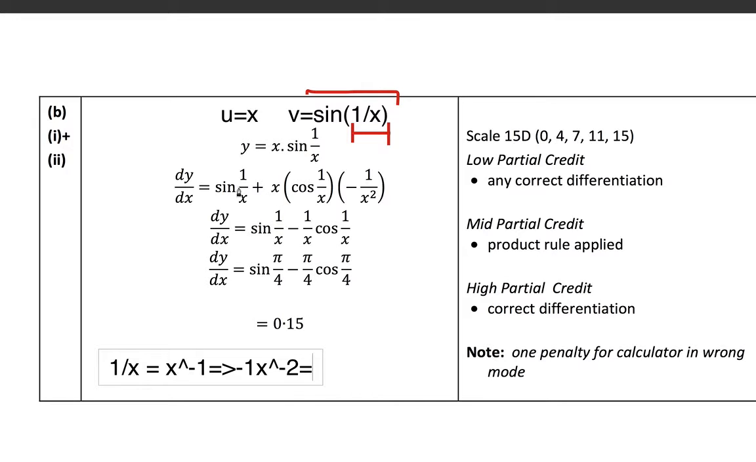So now we can simplify this out, multiply it out. So x times cosine 1 over x times negative 1 over x squared. You can see here that this will cancel with one of these x's, and this negative will change the sign of this whole term to minus. And that's your answer up to here.